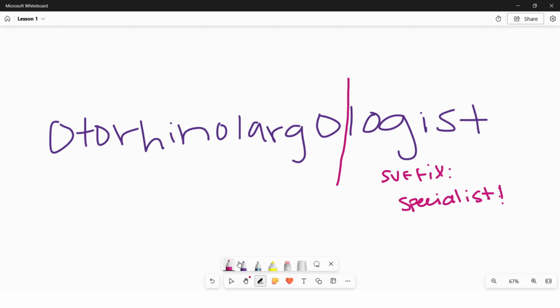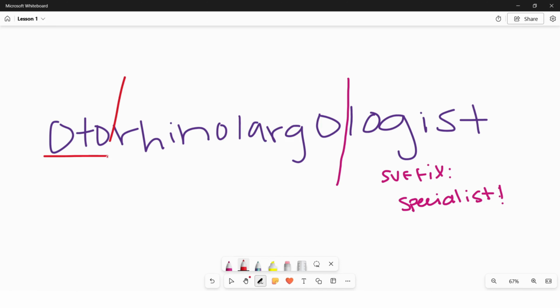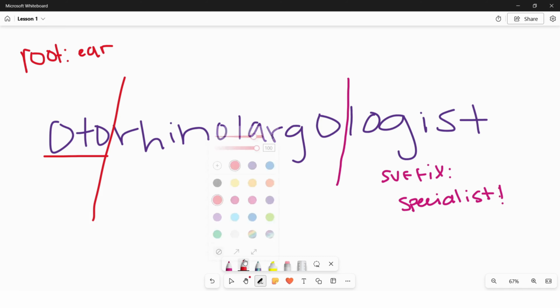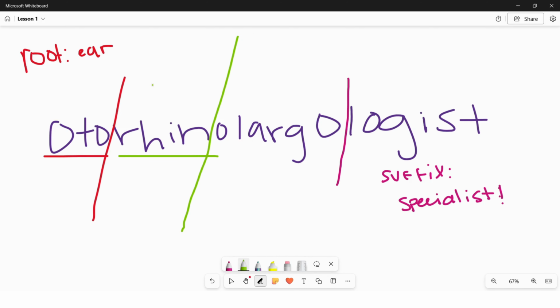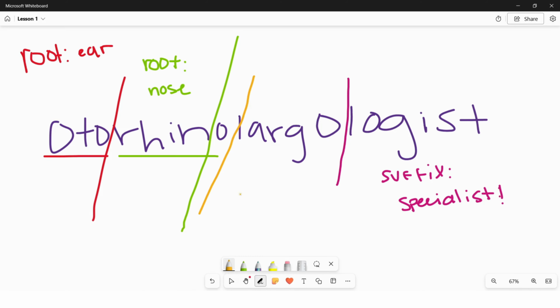And then let's look at the start of the term. This term doesn't have a prefix. Notice that oto is the start. So oto means ear, right? And it's a root meaning ear. The otoscope is what they use to look at your ear. And then the next part we're going to look at is the rhino. Now, rhinoplasty, rhinorrhea, that all means nose, right? So it's a root term meaning nose. And laryngo, well, the larynx is part of your throat, it's the voice box. So laryngo means throat. Okay, so it's a root meaning throat.